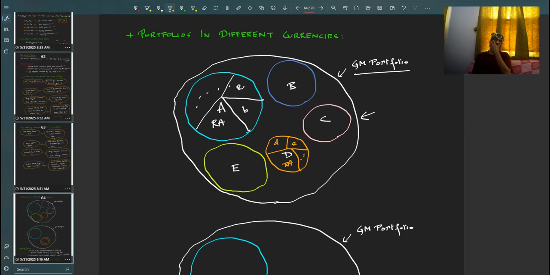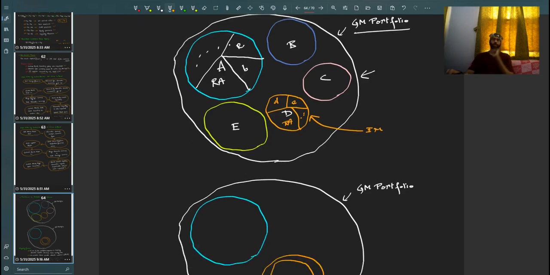Now, let's say D is an emerging market. D is an emerging market which is expanding. It is a moderate size emerging market which is expanding in a healthy way, that is in a productive way, right? Now here what happens, we'll see in the next circle.